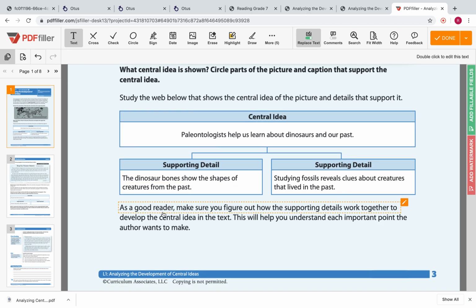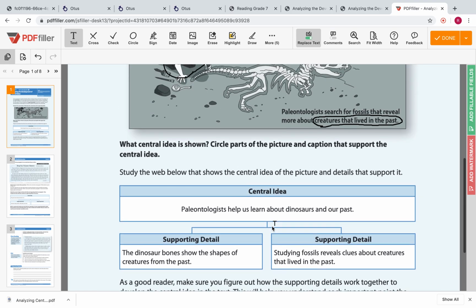So, as a good reader, you want to make sure you figure out how the supporting details work together to develop the central idea in the text. This will help you understand each important point the author wants to make.